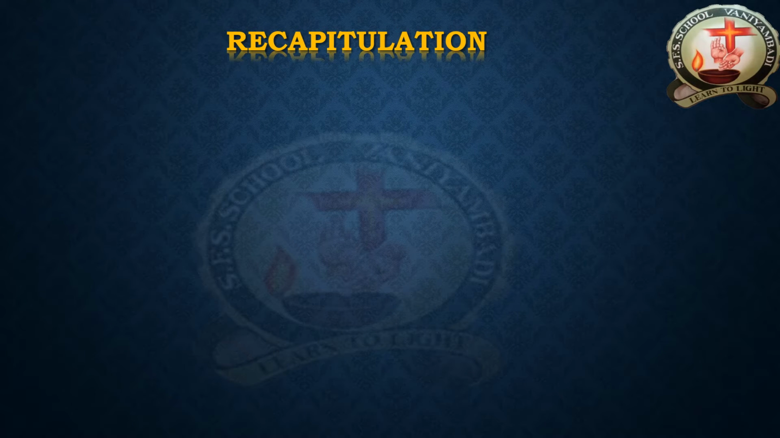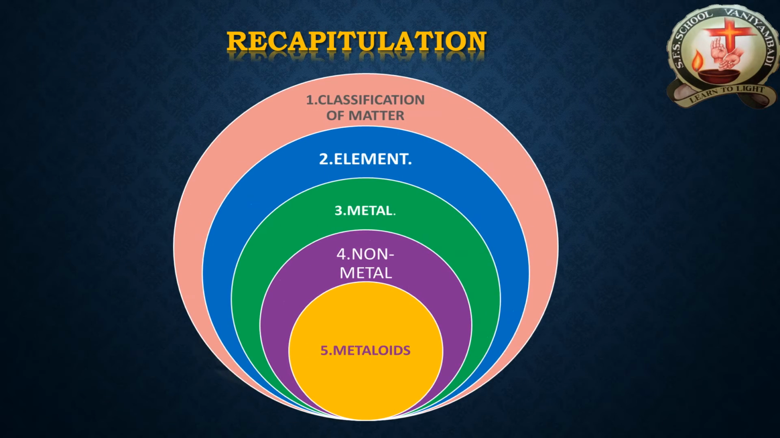Recapitulation of our previous section. What are the things we learned from the previous section? First, we classified matter, then elements, metals, non-metals and metalloids. The classification of matter is of three types: first solid, second liquid, another one gas. A solid, gas or liquid is made up of elements. Elements or atoms are small, tiny particles.